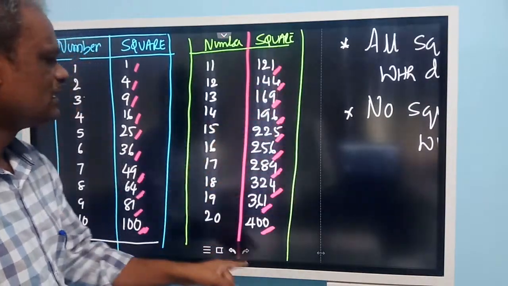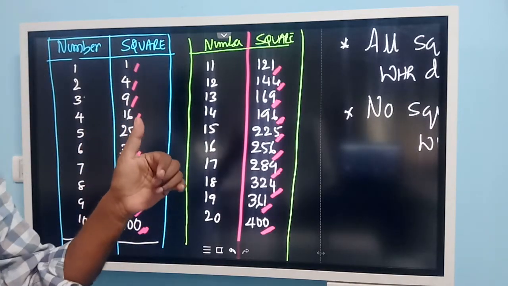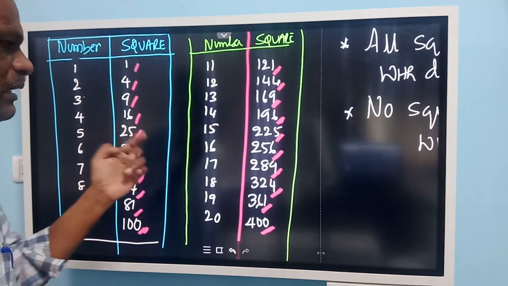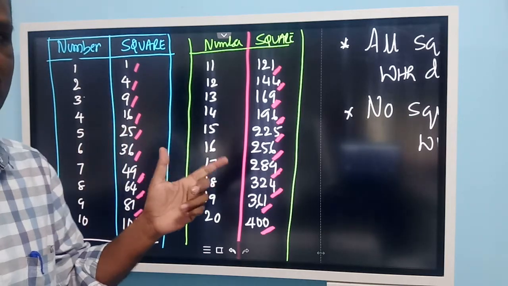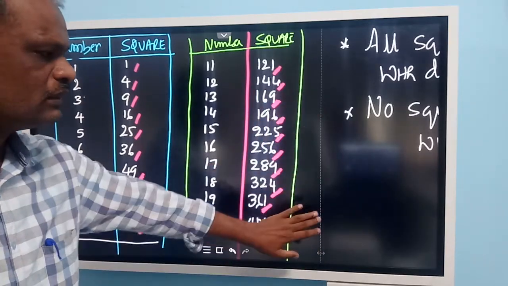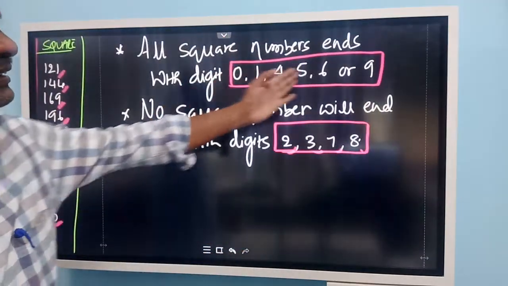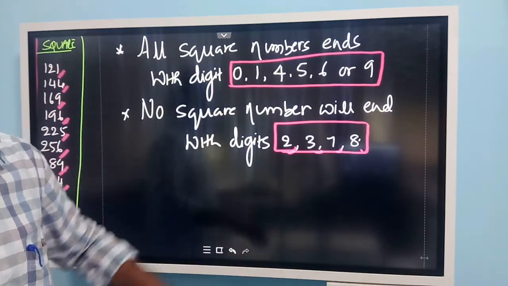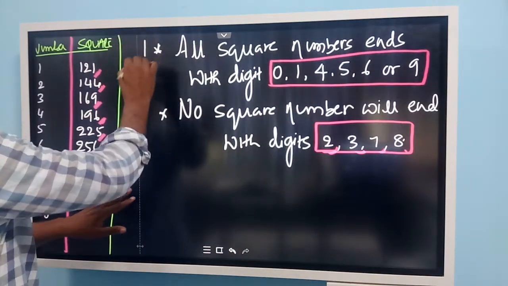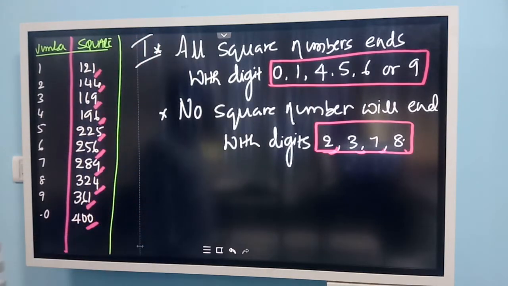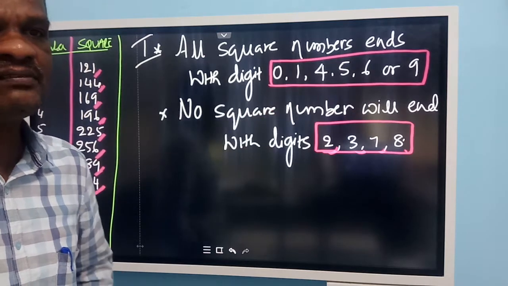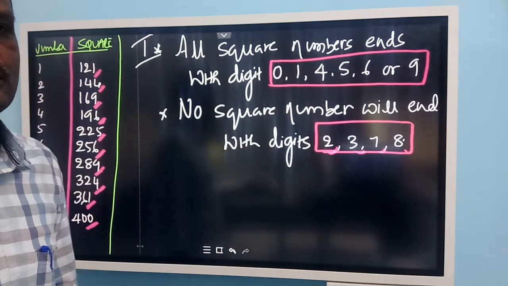In units place, you will not see the number 2, you will not see the number 3, you will not see the number 7, you will not see the number 8. Take any examples, you can write an infinite number of examples. You can see only these digits and not these digits. This is one important property. First property. Is it clear? All square numbers end with the digit 0, 1, 4, 5, 6, 9. By looking at the number itself, we can tell.